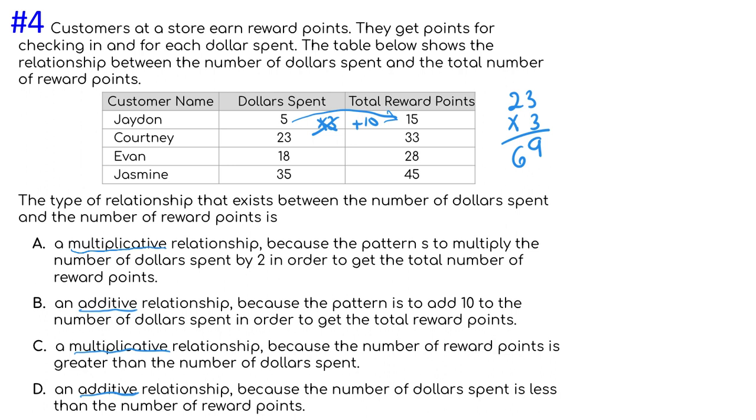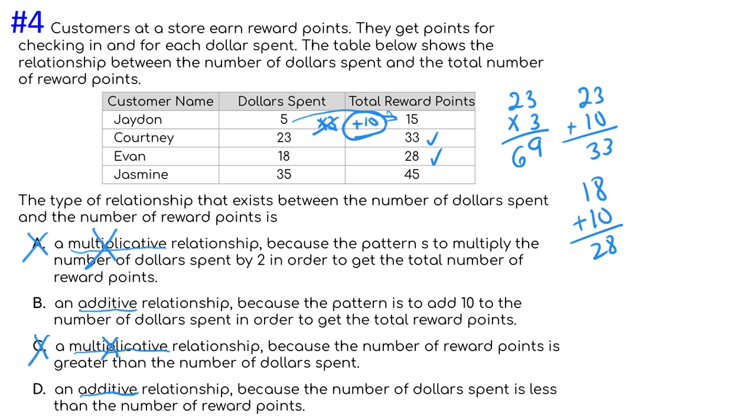But how about plus 10? 23 plus 10 is 33. So that looks good. I'm going to check another one just in case. 18 plus 10 is 28. And so it looks like we found our rule. They are adding 10. That means this is additive, which takes out answer choice A and answer choice C.